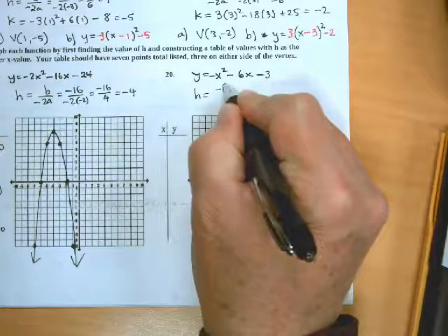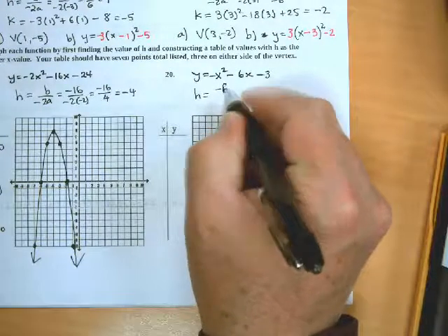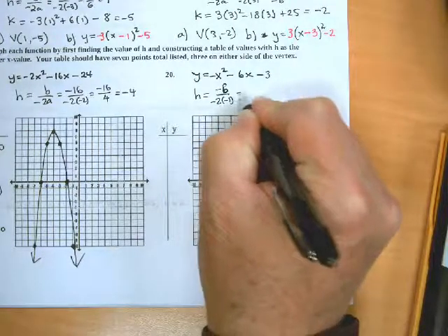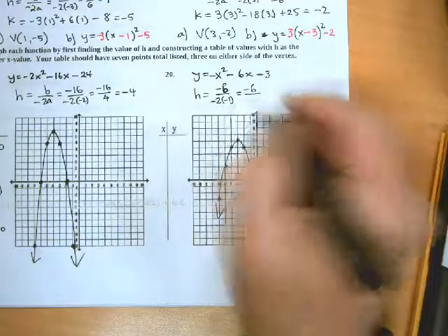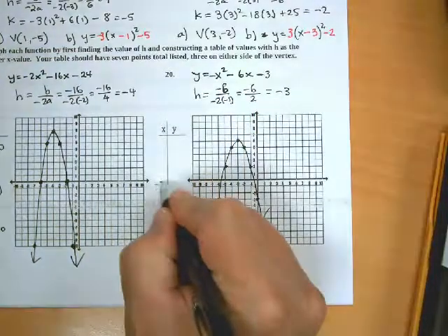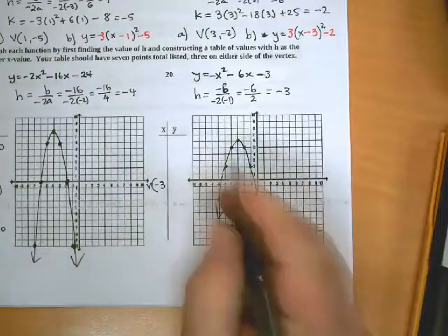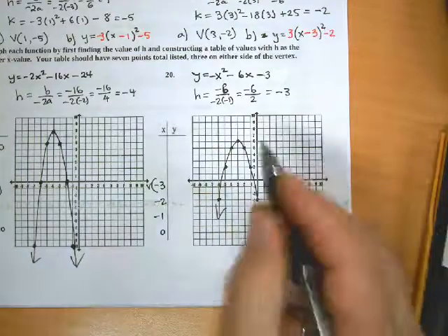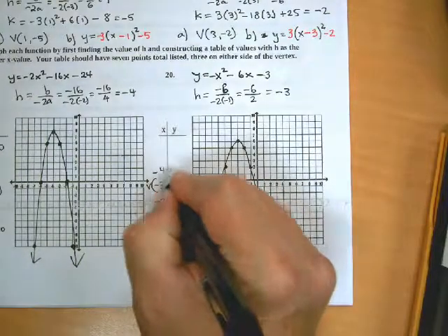negative 6. Sorry about that, I kind of messed that up. Over negative 2 times the a value of negative 1, so it's going to be negative 6 over 2. In other words, negative 3. So you put negative 3 in the center of the t-chart and go negative 2, negative 1, and 0 for my getting bigger numbers, and getting smaller, you go the other direction.